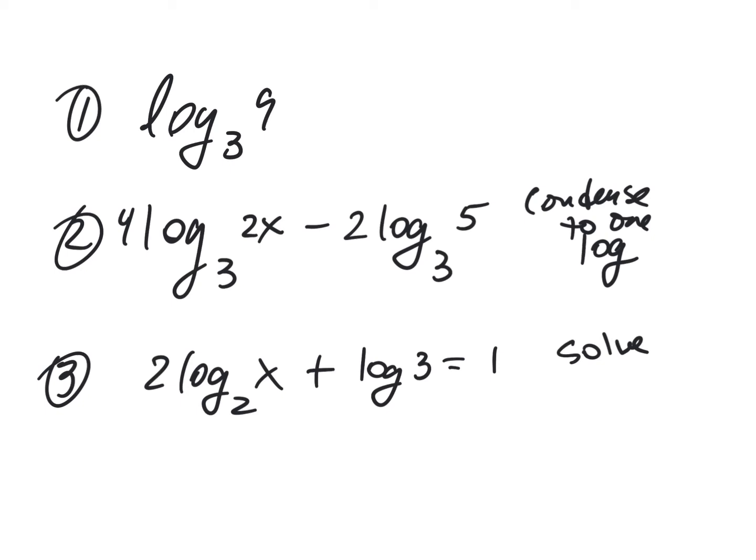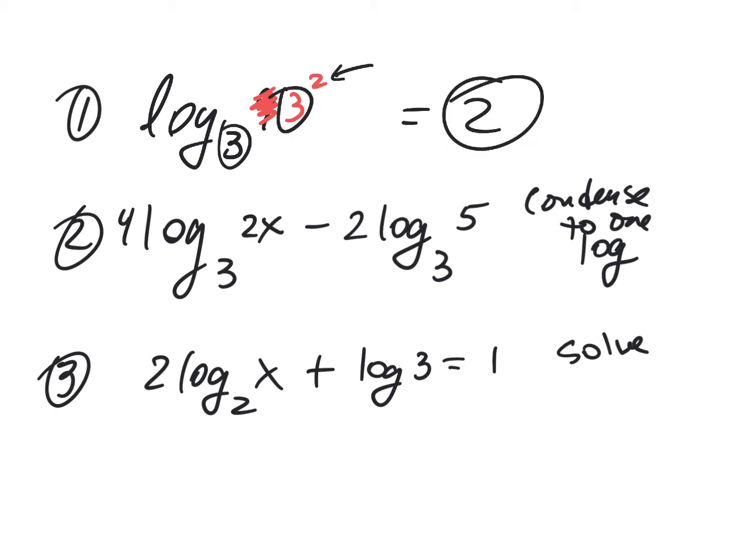Okay, here's your explanation. First of all, I'd think of this 9 as 3 squared, because then I've got a property that says those two are the same. The answer's 2, so it's just 2.